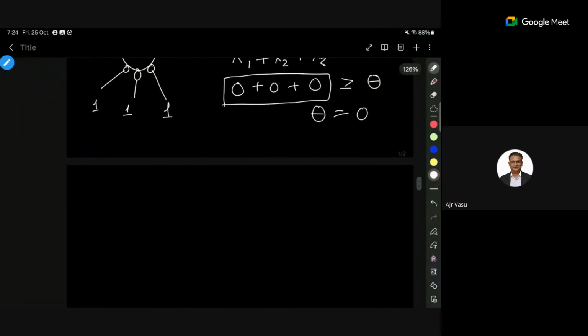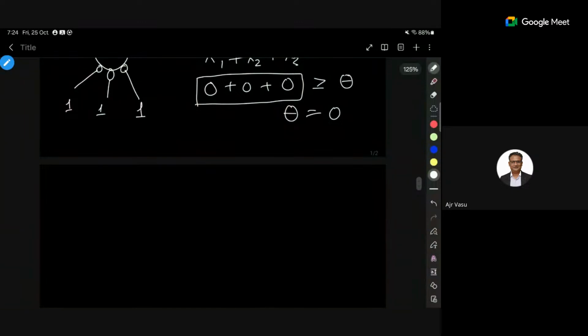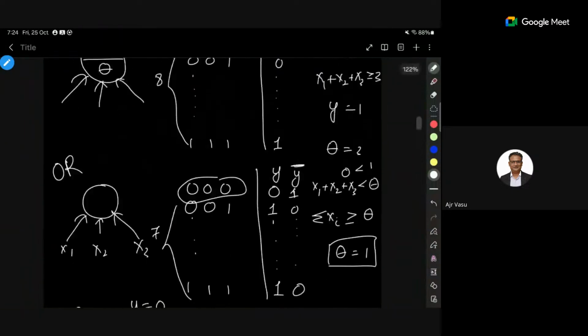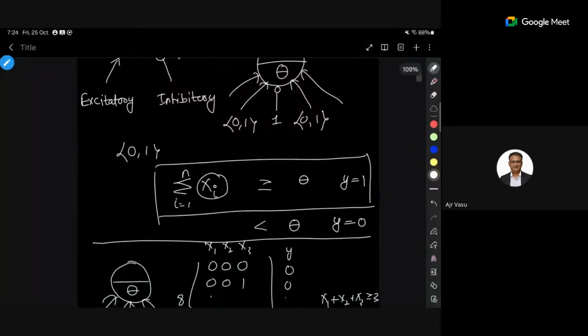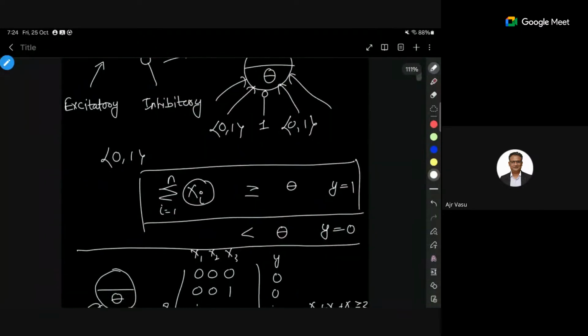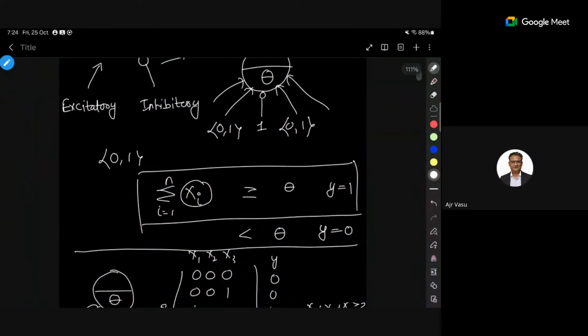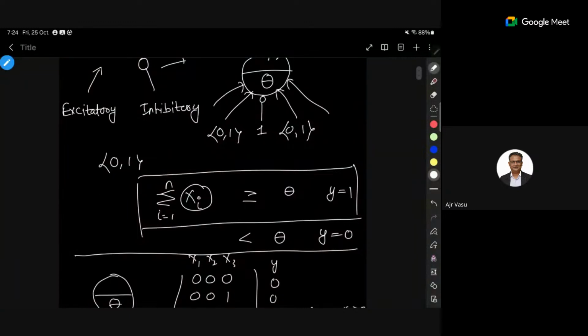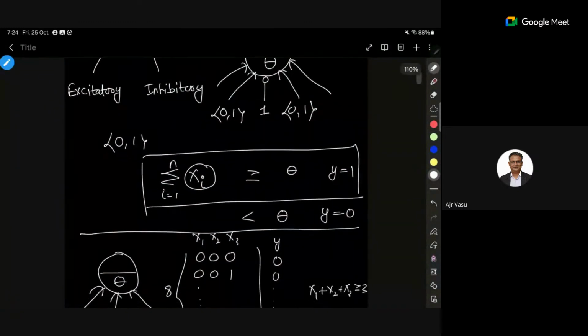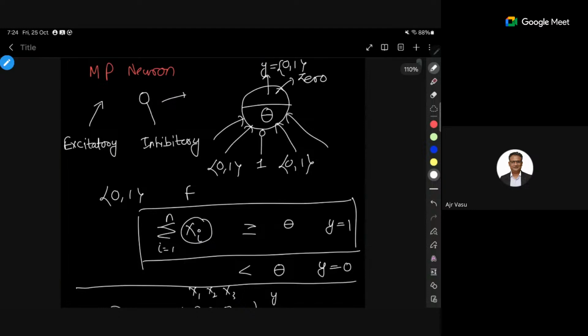Okay. So in the MP neuron, inputs are Boolean, 0 or 1, and the output is also 0 or 1. So this is a function where we give 0 or 1 as input, and we get output also 0 or 1. Okay. Then comes the perceptron.